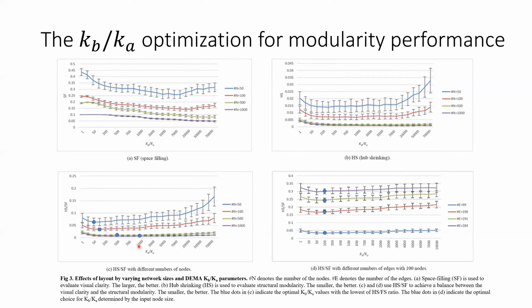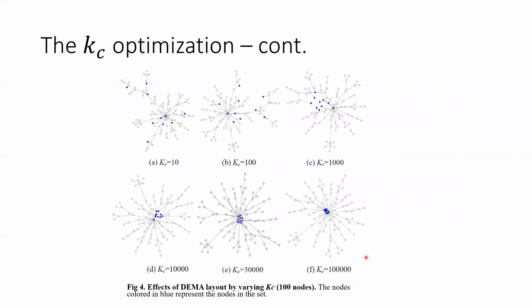In subgraph C, we can see the best parameter for the smallest ratio is usually close to the number of the nodes. Particularly in the subgraph D, we can observe that given 100 nodes with different numbers of edges here, the best parameter for the smallest HS-SF ratio is still close to the number of the nodes. Therefore, the default value of this ratio should be the number of the nodes.